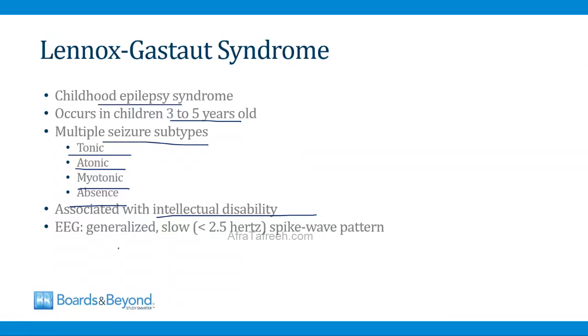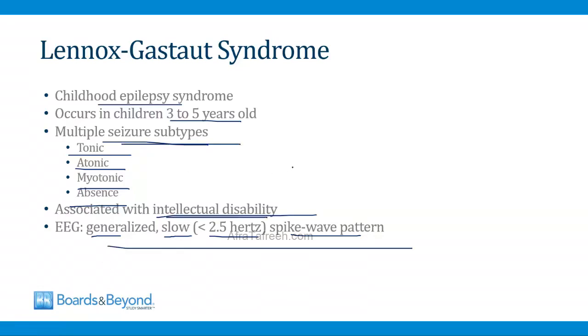The classic EEG finding is the presence of a generalized, slow, meaning less than 2.5 Hertz, spike wave pattern. And so the 3 things needed to make a diagnosis of this disorder is the presence of this finding on EEG, intellectual disability, and multiple seizure subtypes.